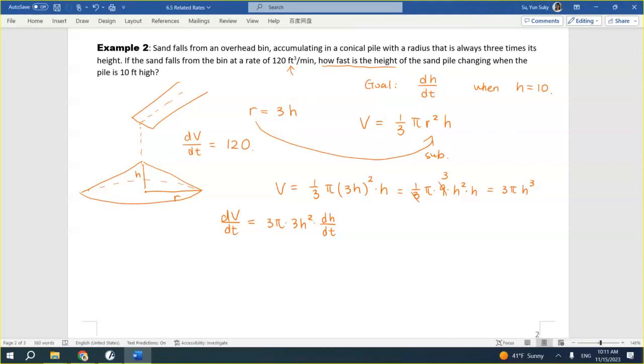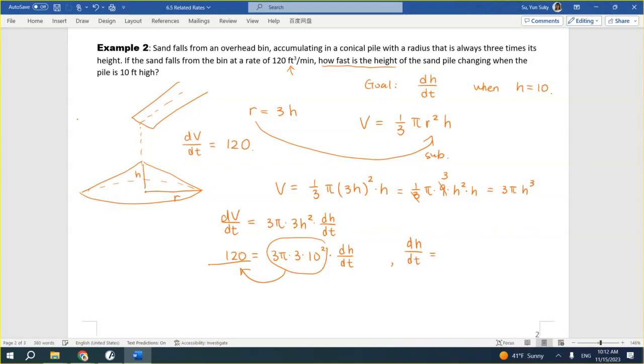And now we're ready to plug in the numbers, because dV/dt is 120. And you see, we have 3 pi and 3. What is h? 10. And then we have dh/dt. That is what we are looking for. So let's divide both sides by this, because it's a multiplication.